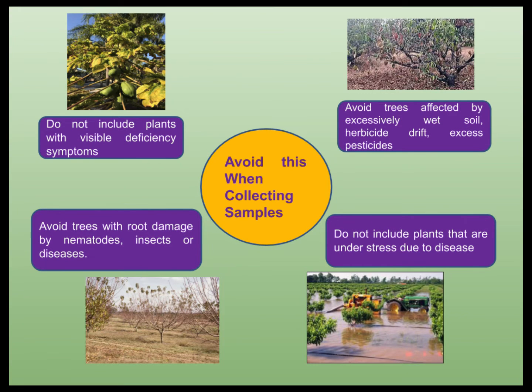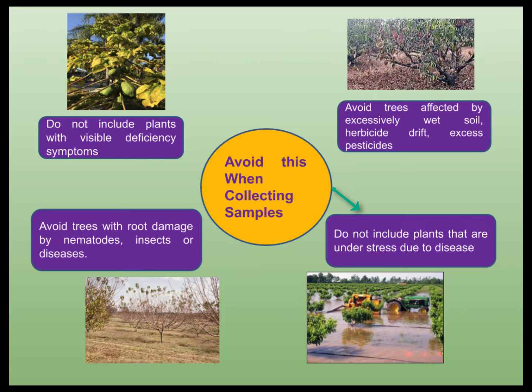Farmers must avoid sampling in following situations. If leaves are showing deficiency symptoms, then do not take such leaves. If the tree is infested with nematodes, insects, or diseases, and the roots are damaged, then avoid taking samples from such trees. Avoid samples from trees that are under stress due to disease.